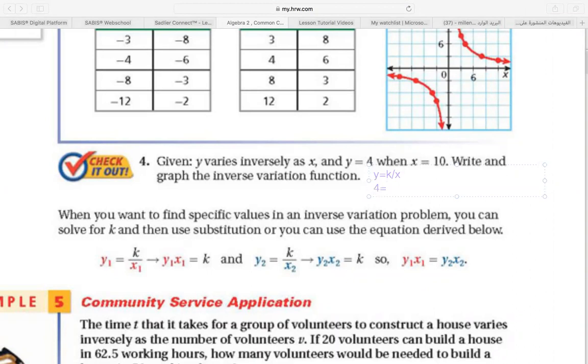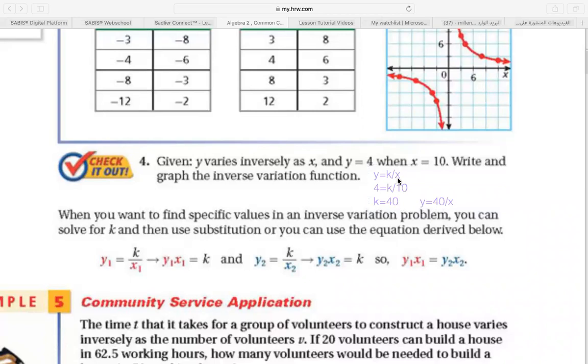So 4 is equal to k over x. X is equal to 10. So k is equal to 40. So now I can write the function y is equal to 40 over x. Then I'm going to choose some points, for example, the same points that I have up here: negative 3, negative 4, negative 8, negative 12, and the same 3, 4, 8, 12, and substitute them here. By x is negative 3.